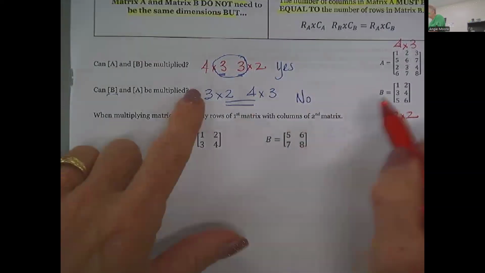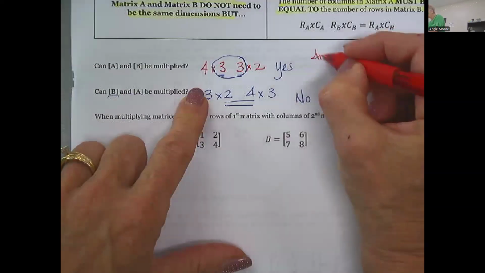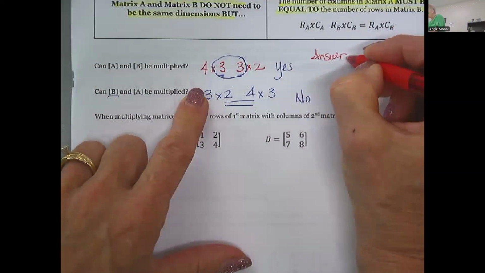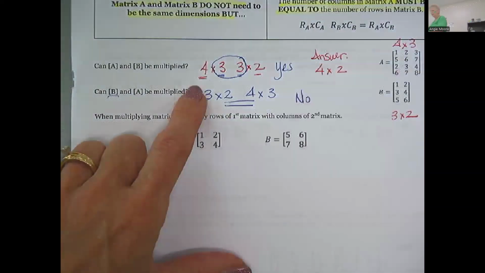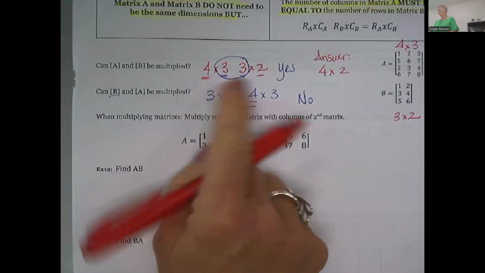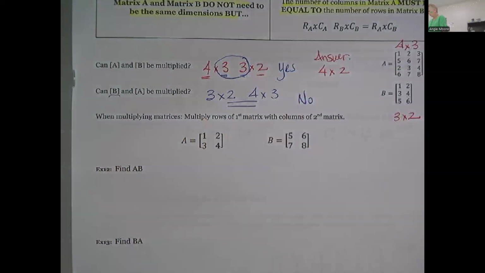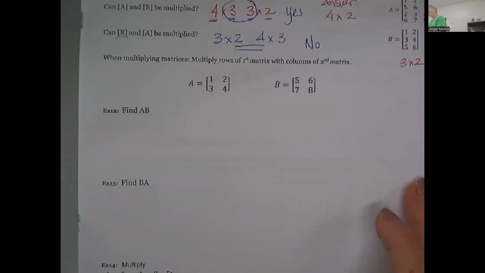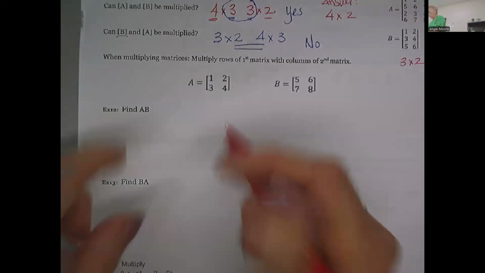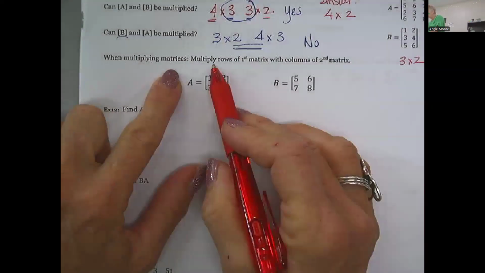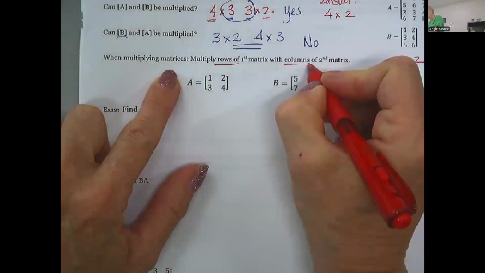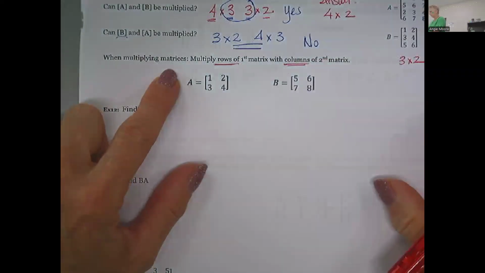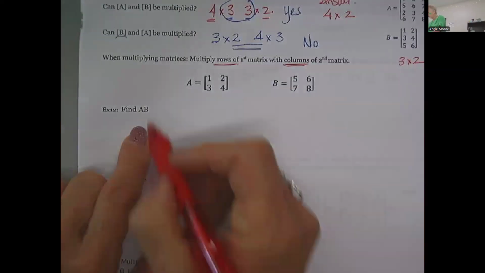Now here's the cool thing. When you get your answer for this first one, it will be a 4 by 2. It'll be your outside numbers. It will be this row by that column. Okay, so not hard, but we're going to go slow because they are a bit tricky. And I'm just going to do it. What you do when you multiply matrices, you multiply the rows of the first matrix with the columns of the second. Okay, so we're going to start off.